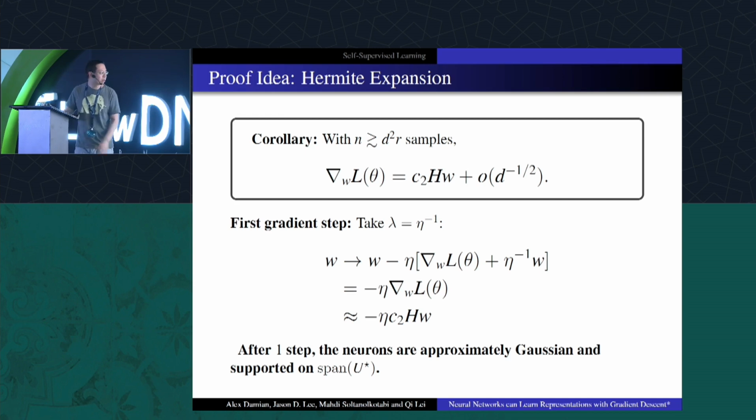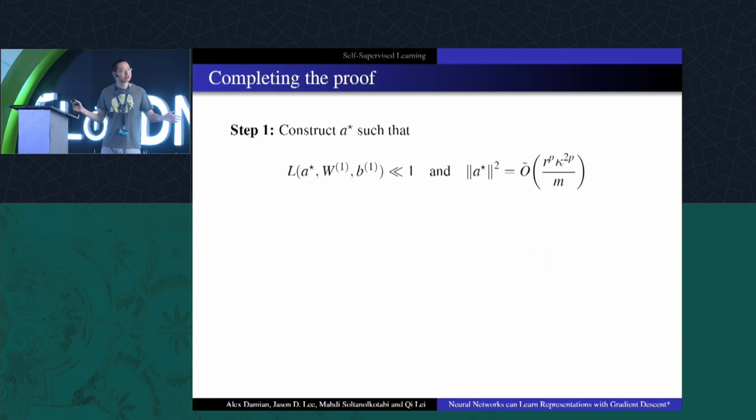Okay. They're approximately Gaussian with the wrong covariance. They're not isotropic on the subspace. They're distributed according to a covariance which has condition number kappa squared, because H has condition number kappa, and they're supported all on the span of U star. So they're, up to poly kappa factors, isotropic on the correct feature space. And then afterwards, it's very standard.